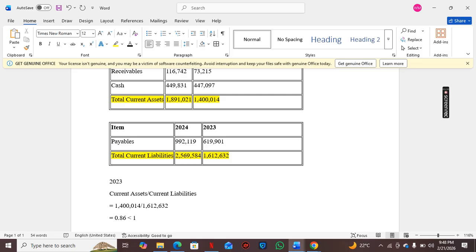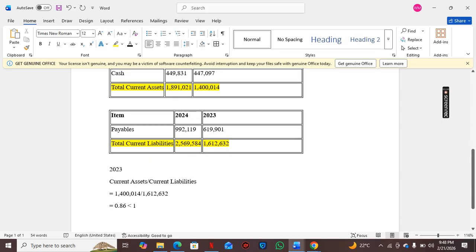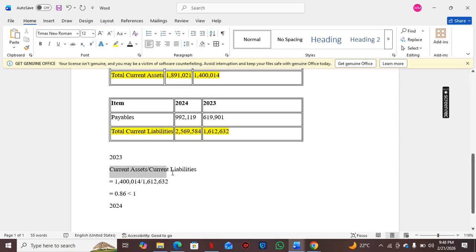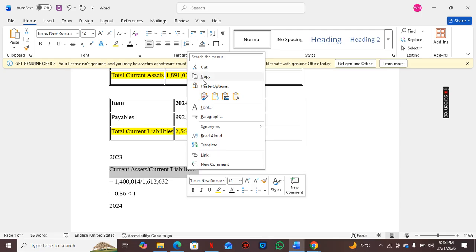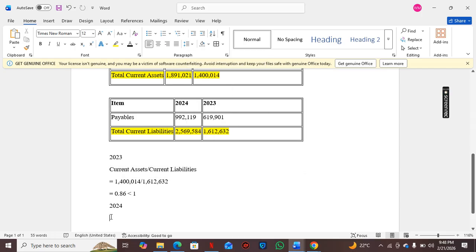It's telling us we can't cover our current liabilities with our current assets. As we can even see here, the current liabilities figure is higher than the current assets. So if you try to take care of your current liabilities using your assets, there will still be some remainder. So this is a bad sign for 2023. It's showing that they are not liquid enough. Let's see for 2024.